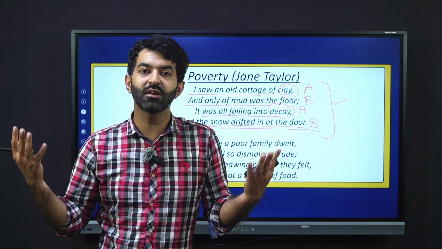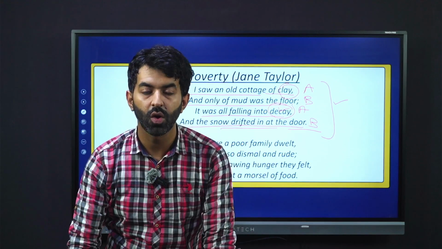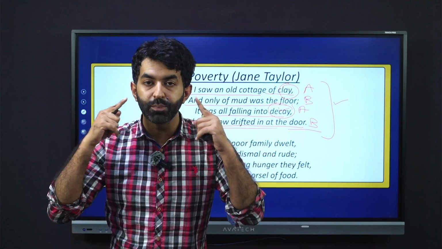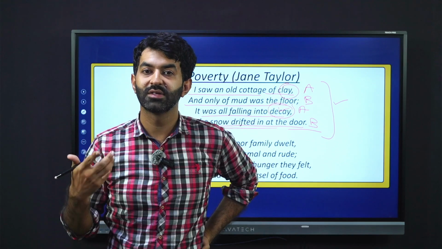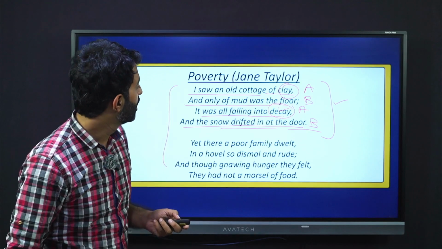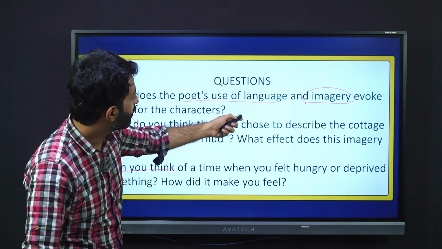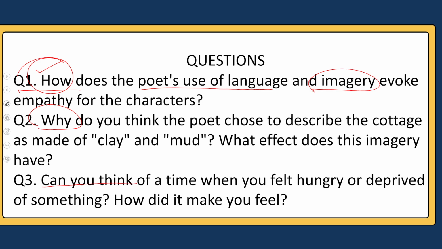It means क्या setting है? Snowy weather. सर्दियां हैं. So हमें इससे एक imagery generate हुई है हमारे दिमाग में. We can picture and visualize के क्या setting display की जा रही है. What is the imagery? All right, now, poet's use of language and imagery evoke empathy for the characters. Why do you think the poet chose to describe the cottage as made of clay and mud?